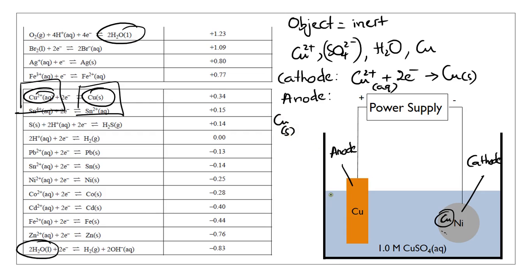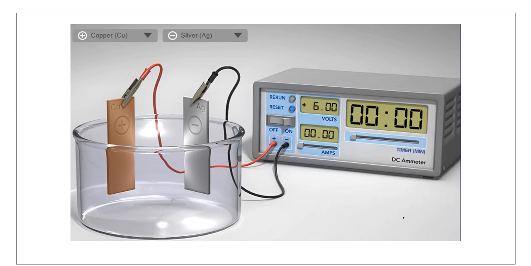But this only applies because you're using the metal as the anode as well. So copper going to copper 2+ and 2 electrons. So you're using up copper ions on this side, and then you're releasing copper ions at the anode. All right, let's just show you that in a little bit more detail.